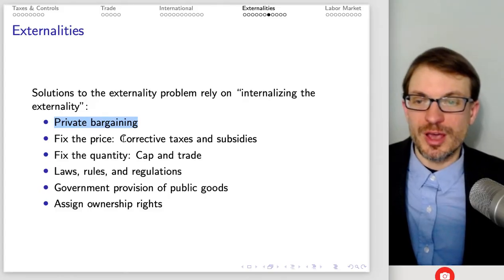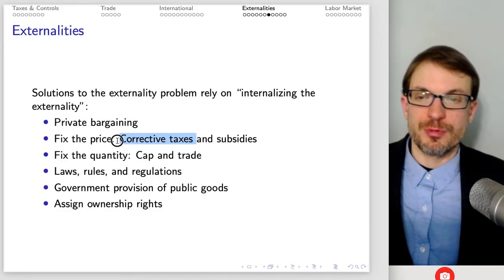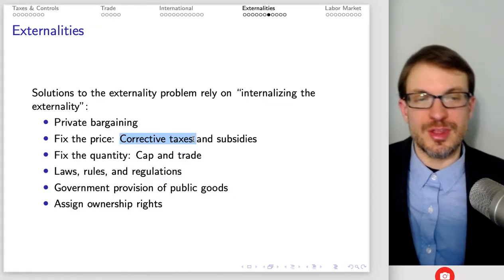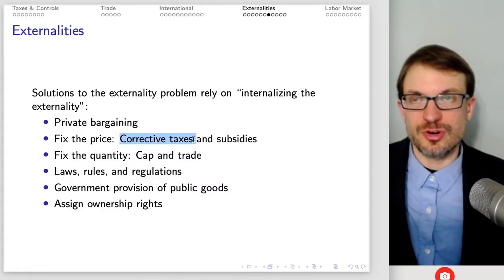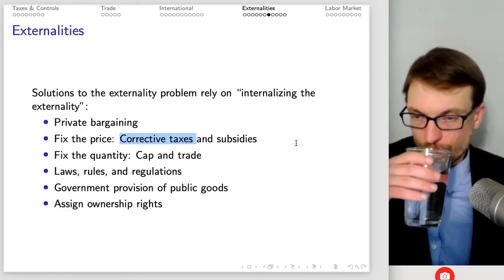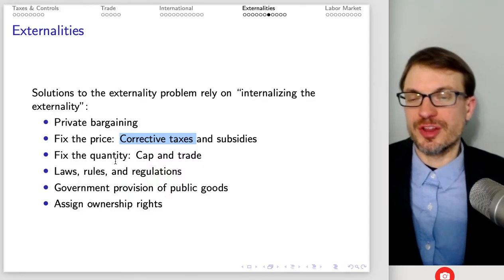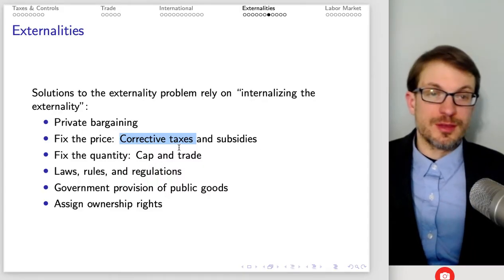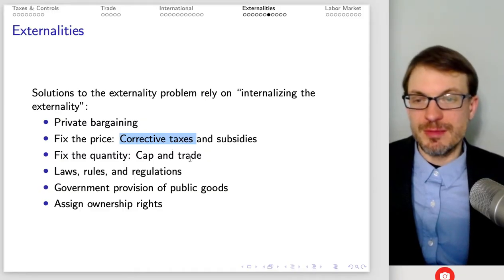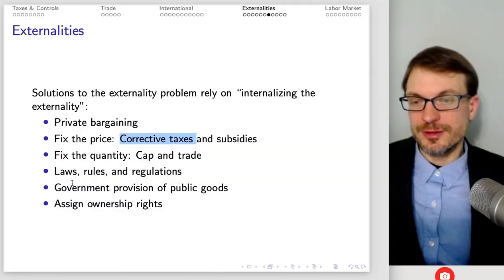We could fix the price with taxes and subsidies, and the tax acts as a proxy for the negative additional external cost, or the subsidy is a proxy for the positive additional benefit. We could try to solve the quantity problem, like cap and trade, by limiting the amount of carbon emissions. Laws, rules, and regulations are also relevant.